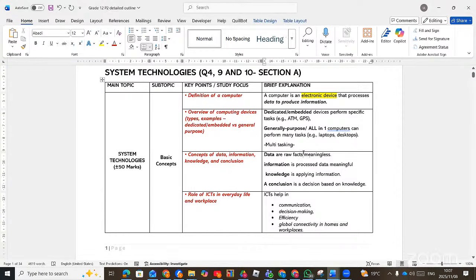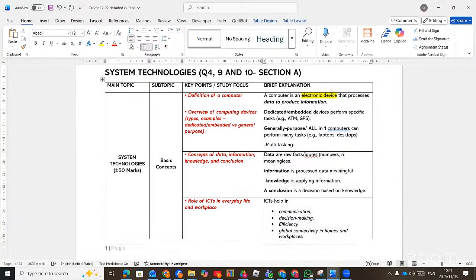When we talk about raw facts and figures, they can ask you that question. Also, take note, it could be numbers, it could be names, or let's say text, and so on. So these are the raw facts and figures that are yet to be processed. They are just meaningless. They are yet to be processed.